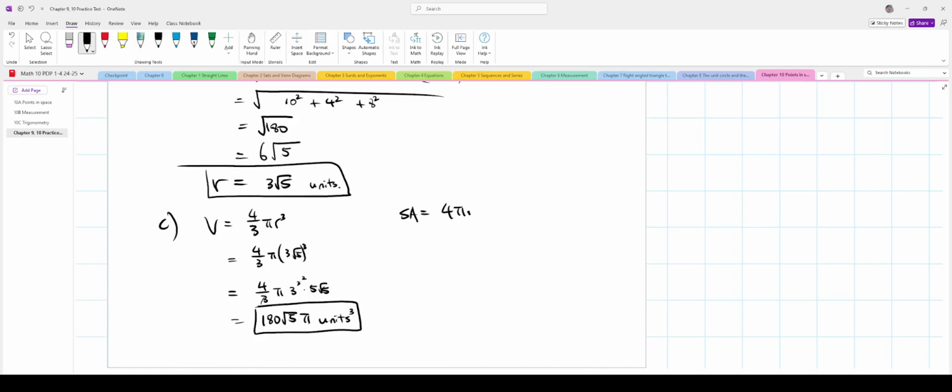It is 4 pi r squared. Let's plug in the values. Four times 180, 720 pi. That will be my final answer.